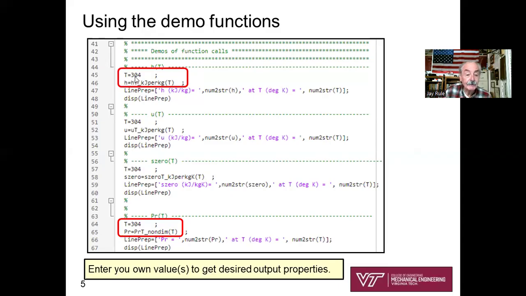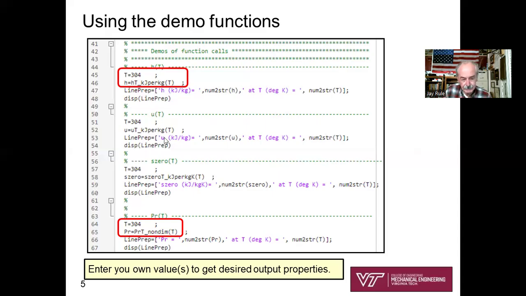But I'm entering the variable name T, the MATLAB variable T, just calling it T, and then I'm calling the function. I'm looking for H. What's the enthalpy at that temperature? Well, I'm using my function call, HT underscore kilojoules per kilogram. My input is T, and I'm getting back H. And then the next part, I'm just preparing the output to the command window.